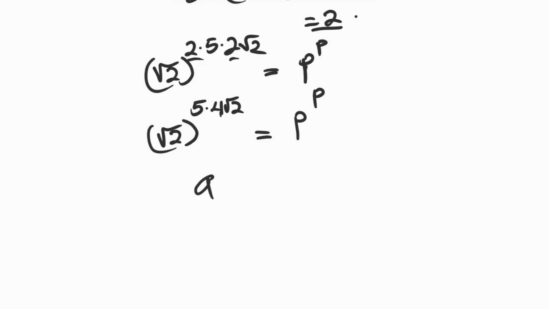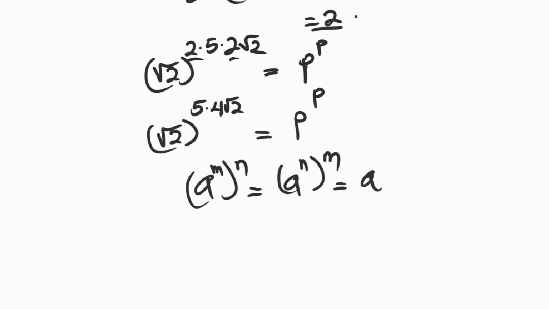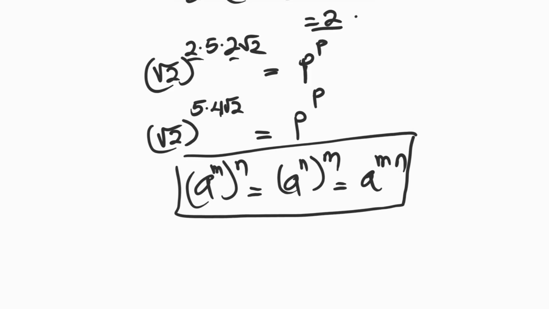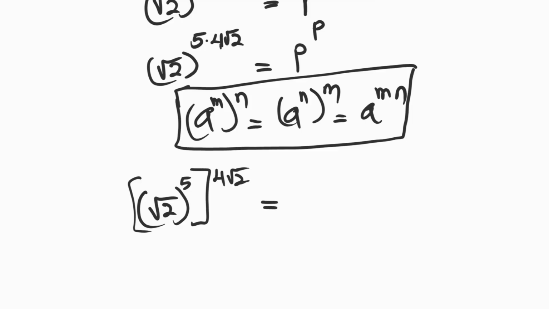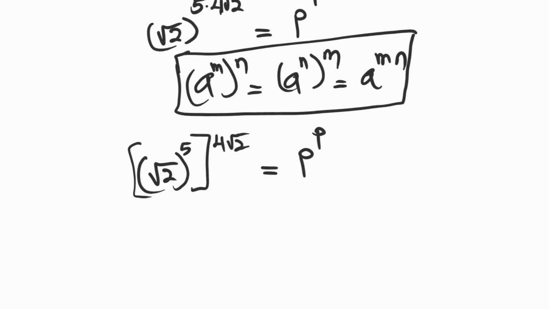Now, we know that a raised to the power mn is the same as a raised to the power nm, which is equal to a^mn. This is well known. So now we'll rewrite this as root 2 raised to the power 5 times 4 root 2, equals p raised to the power p.